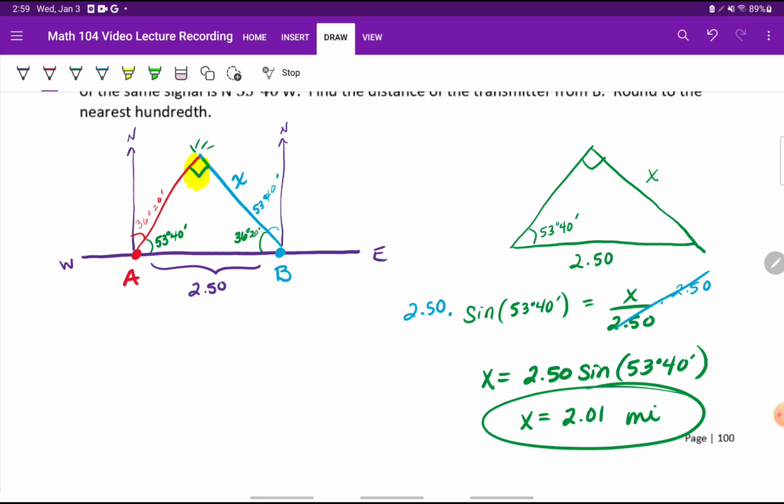If you had chosen to use the angle over here, 36 degrees 20 minutes, you would have just had to use cosine as your function instead, because relative to that 36 degrees 20 minutes, X is your adjacent side, and 2.50 is still your hypotenuse. So you could do it that way, but you would have ended up using cosine.